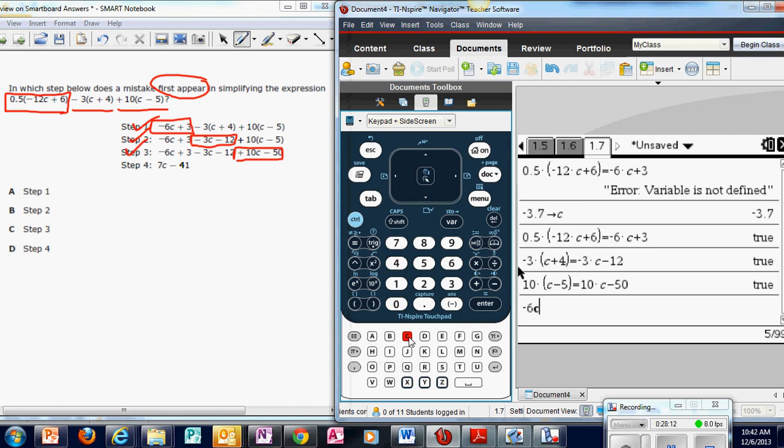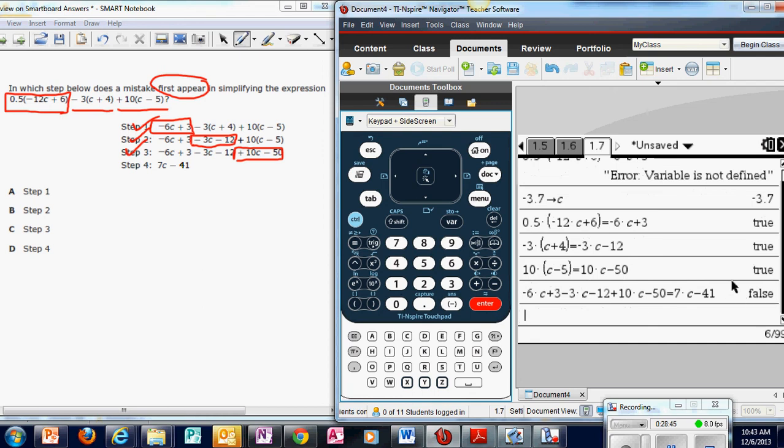So negative 6c plus 3 minus 3c minus 12 plus 10c minus 50. Now I'm going to double check and look to make sure I didn't make any mistakes. All that is supposed to equal 7c minus 41.